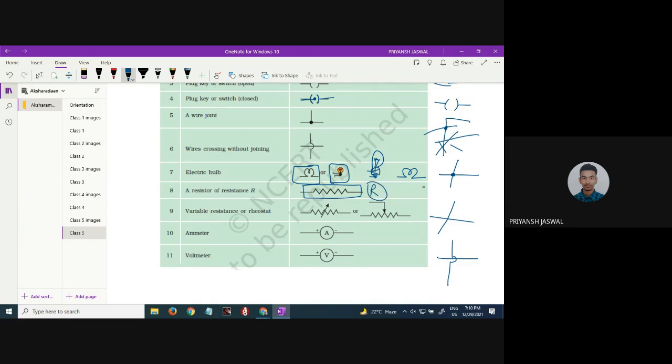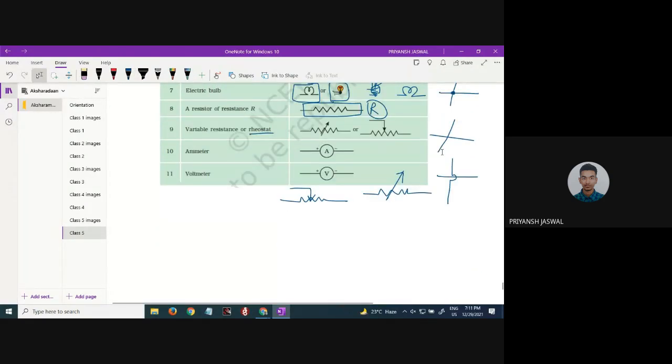This is a variable resistance symbol, or it is also called a rheostat. Just make a resistor and put an arrow through it, or this one, either way. If we slide this arrow on the top of a resistor, then it will change the resistance. That's the meaning of this symbol.